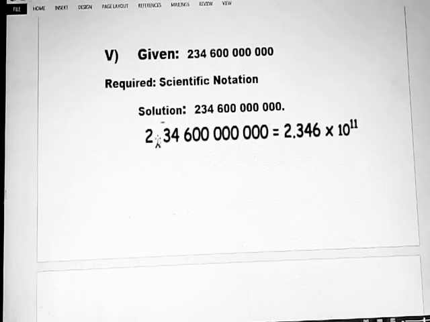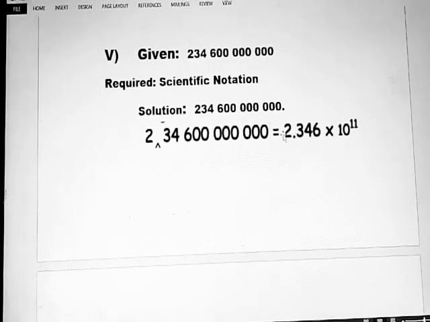If we count the number of digits between the new position of decimal point and the original position, which is in the last, these are 1, 2, 3, 4, 5, 6, 7, 8, 9, 10, 11. So these are 11 digits. So the scientific notation is 2.346 multiplied by 10 power 11.